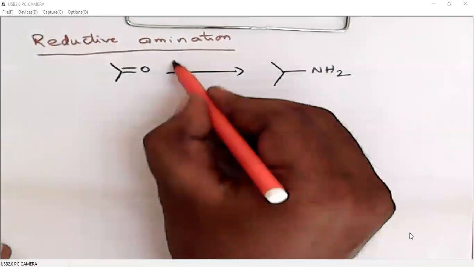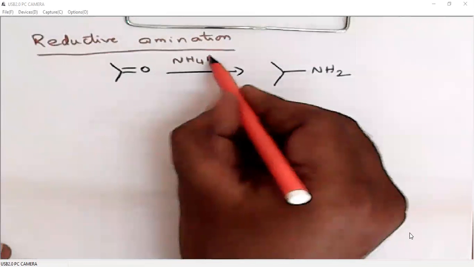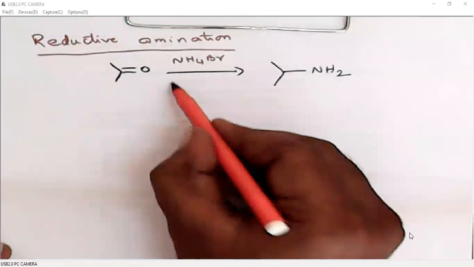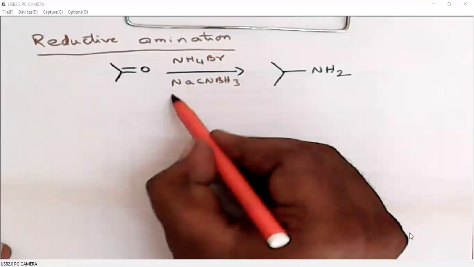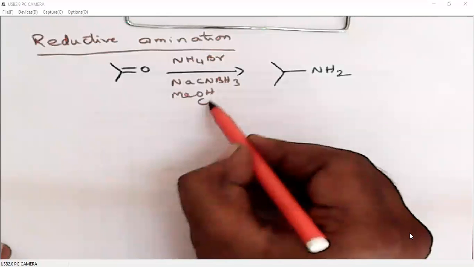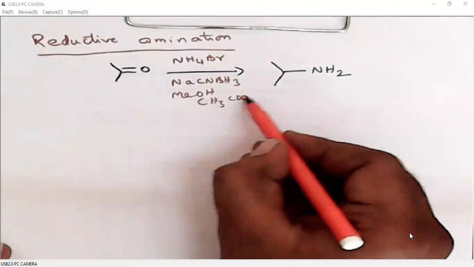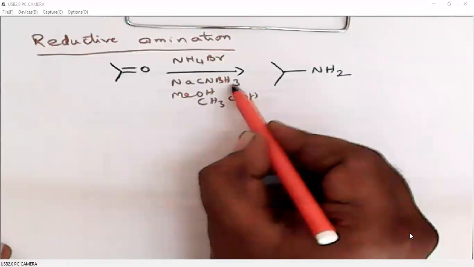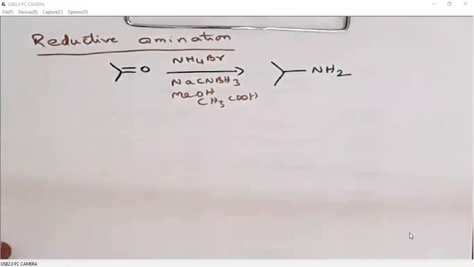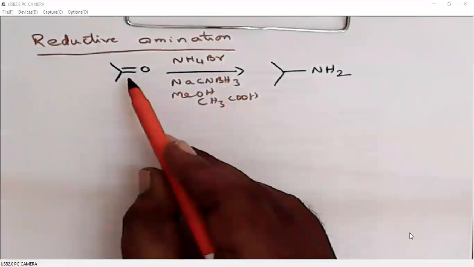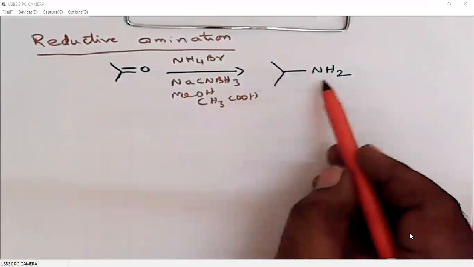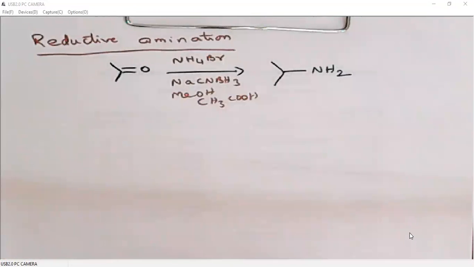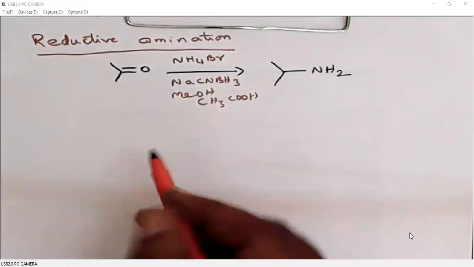So if it is a simple amine, we will use ammonium bromide and a reducing agent like sodium cyanoborohydride, then methanol and acetic acid. Of course, sodium cyanoborohydride will only work under acidic conditions. Right. This is what is called reductive amination. We are reducing this double bond and converting it into amine. I'll give the mechanism for this.